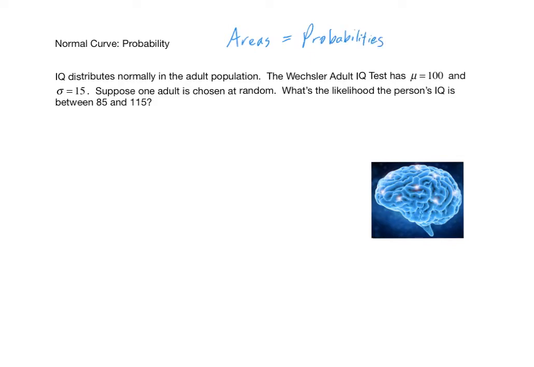So when you find, for example, that the area to the left of a particular z-score is 0.7, that's the same thing as saying there's a 70% chance of you getting a z-score lower than that particular z-score. Let's look at an example.